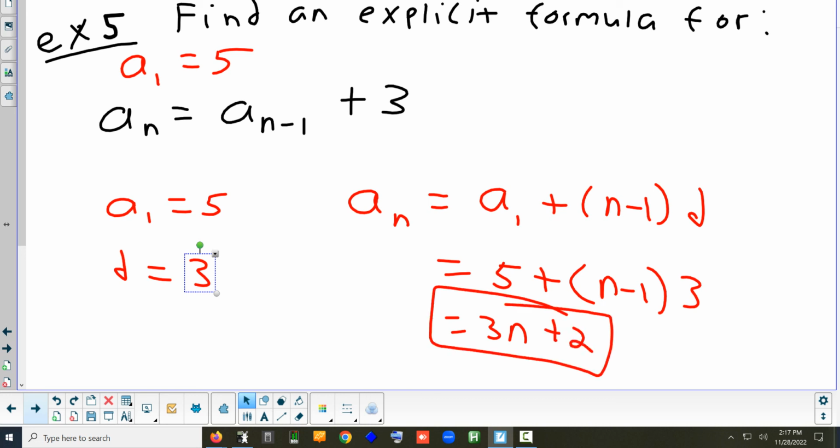If you want to check if that formula works, you could follow this rule, write out the first few terms, and then test it. But that will work without having to write anything out. Questions on that?